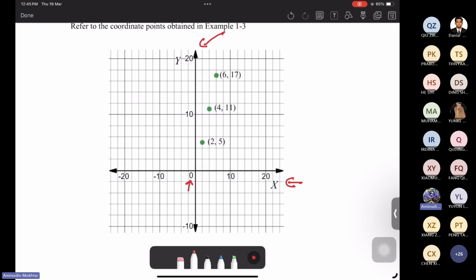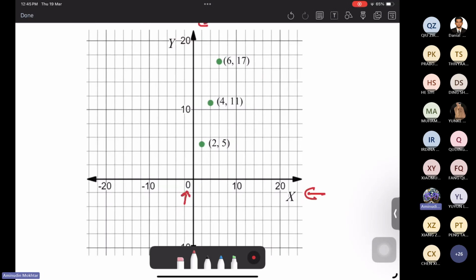So we can draw the scale for y and x. The first point is (2, 5). We plot this point for when x equals 2, y equals 5. The second one, when x equals 4, y equals 11. Then the last one is (6, 17), when x equals 6, y equals 17. And that's how to plot the coordinate points to show the relationship between x and y.